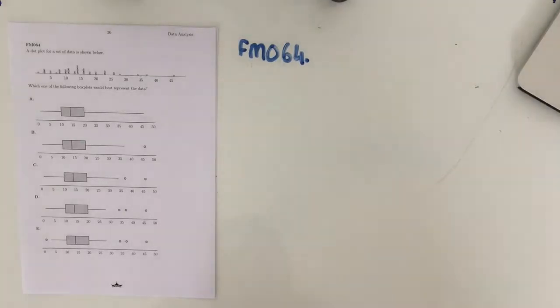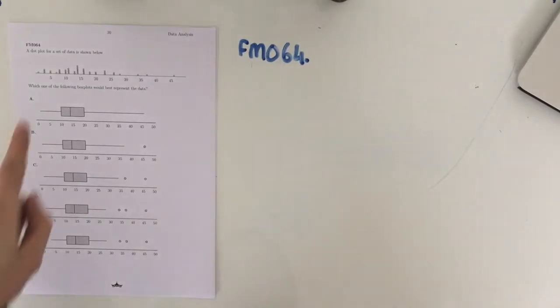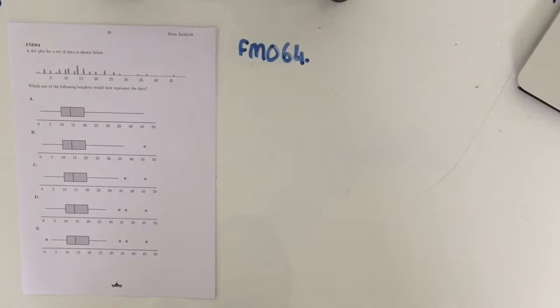This is the Further Maths Fortify study guide. So this question reads, a dot plot for a set of data is shown below. There's our dot plot. Which one of the following box plots would best represent the data?